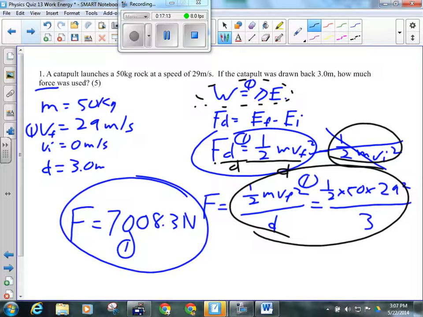All right, and what we should find is that takes 7,008.3 newtons of force. No, this is force. Force is in newtons. Energy is in joules. Work is in joules. But we didn't find either of those this time. We found force. Make sure they have newtons as their units there, guys. If they don't, the answer isn't right. The units have to be in newtons. All right. Any other questions on number 1?